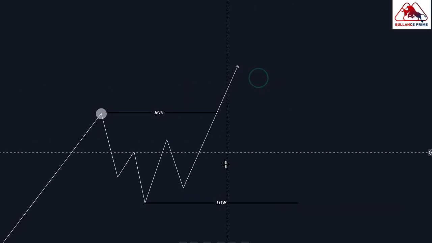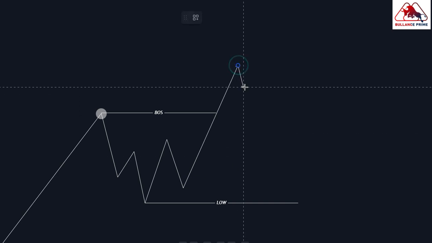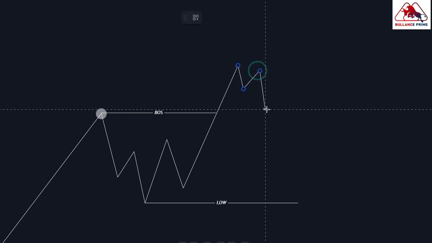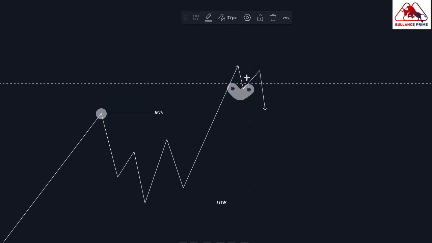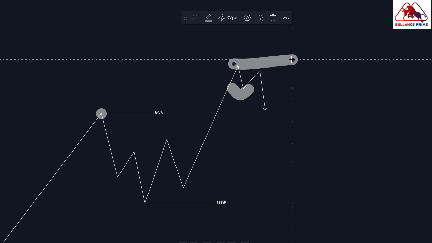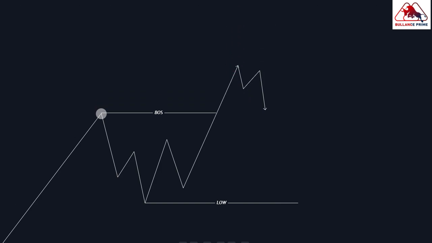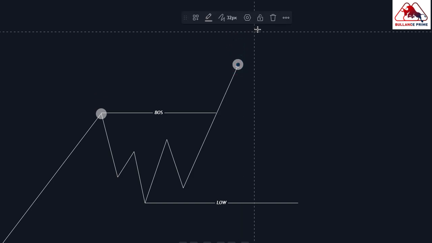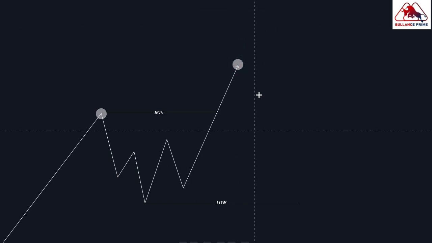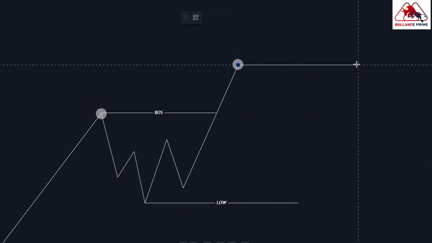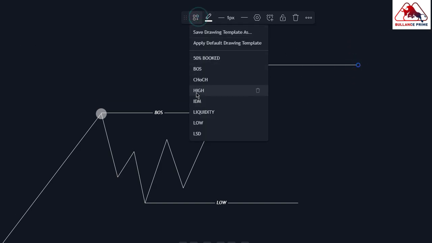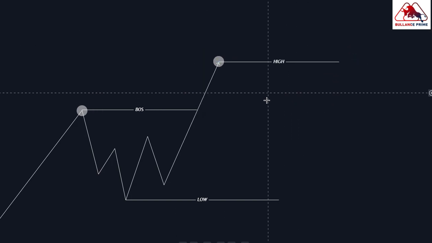This is the high we have considered, but the high will be considered only when it has fallen down somewhere and then taken some liquidity here. It has generated some liquidity and taken some liquidity here. Only then can we consider it a real high. So this is done, and now this is considered a real high. Let's mark it as a high. So this is the high and low we have marked.